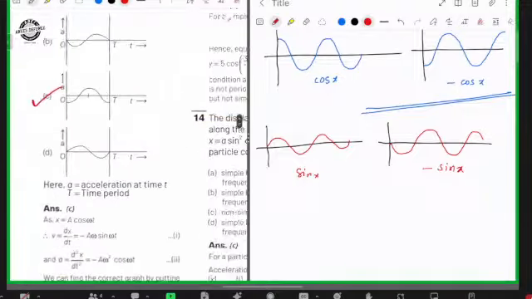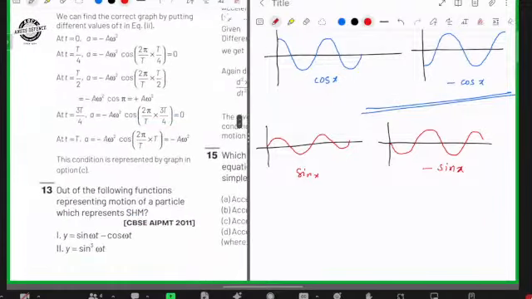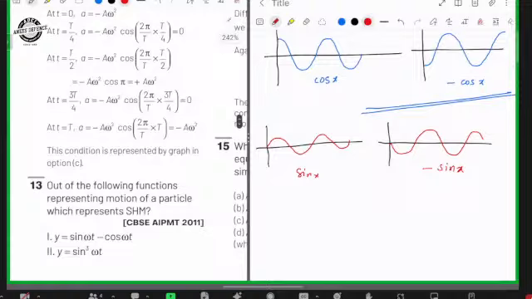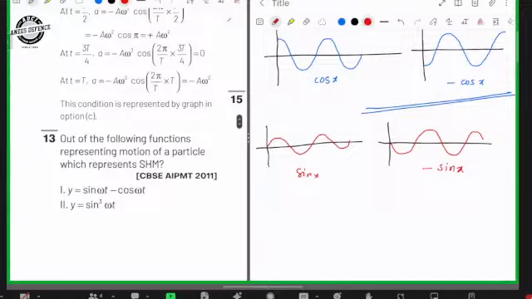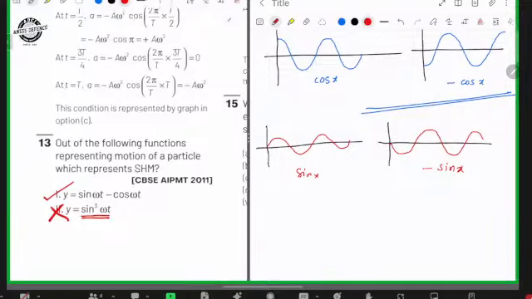Next question. Which of the following functions represent the motion of the particle which represents SHM? I told you sine function and cos function in addition is always SHM. This is not an SHM because we have sine cube here. Sine cube is not an SHM. Okay.